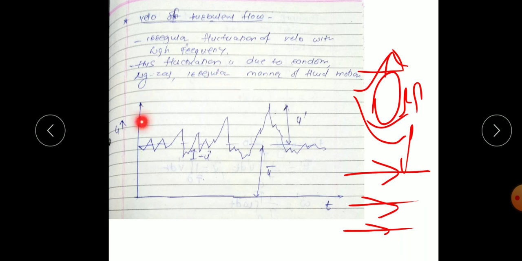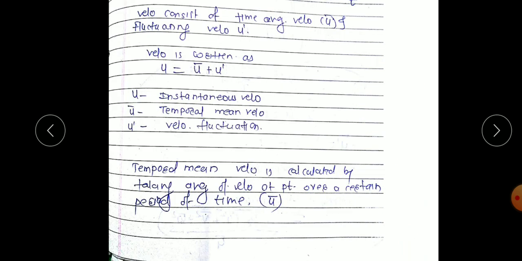So we have shown here the variation of velocity u with respect to time. This velocity is not constant. Sometimes the velocity becomes high, sometimes less. So the average velocity is u bar and the fluctuation in instantaneous velocity is u dash. Sometimes the velocity is higher than the average and sometimes lower. So we can obtain the velocity of the turbulent flow.